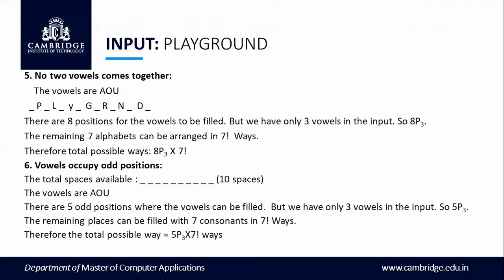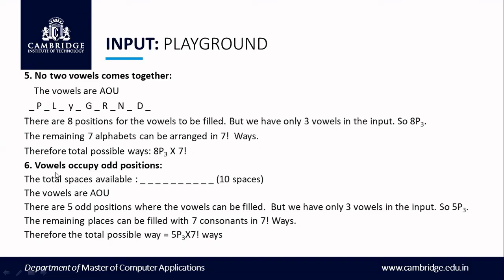The fifth problem is no two vowels come together. The possible vowels are A, O, U. So find out the possible positions. There are 8 positions for the vowels to be filled, but we have only 3 vowels. So the possibility is 8P3. The remaining 7 letters can be arranged in 7 factorial ways. Therefore, the total possible way is 8P3 into 7 factorial ways.